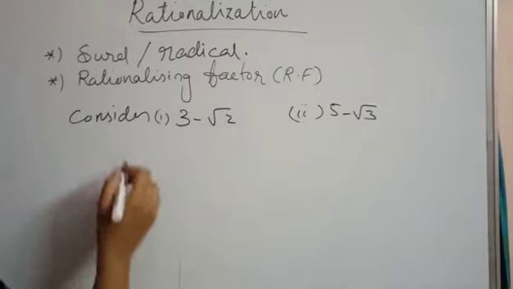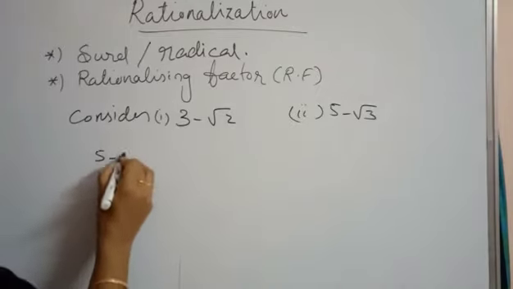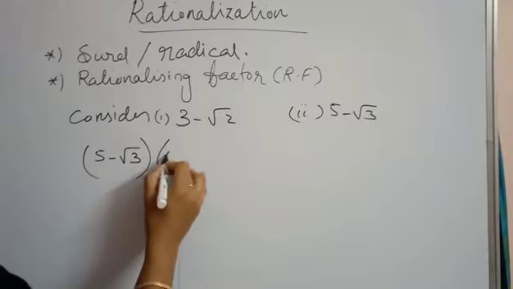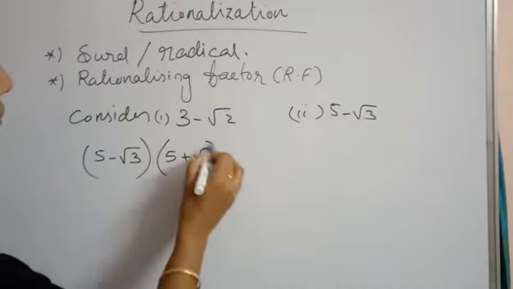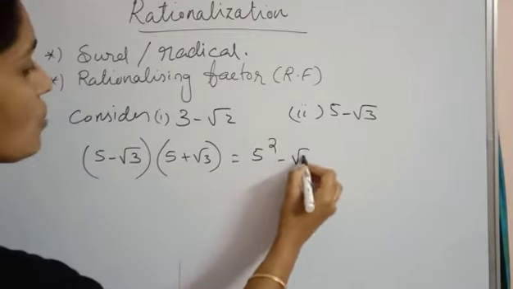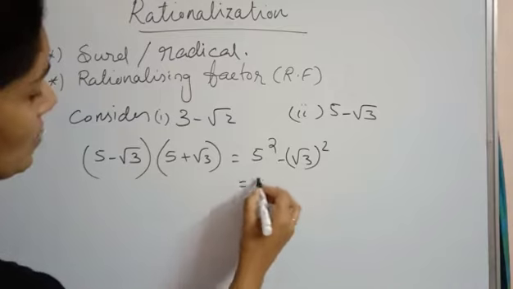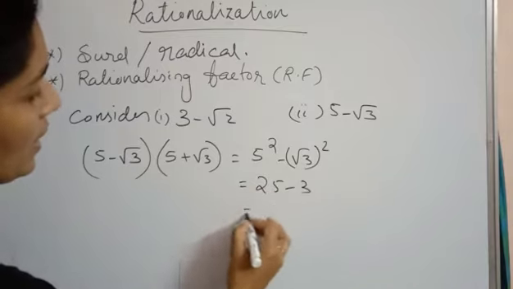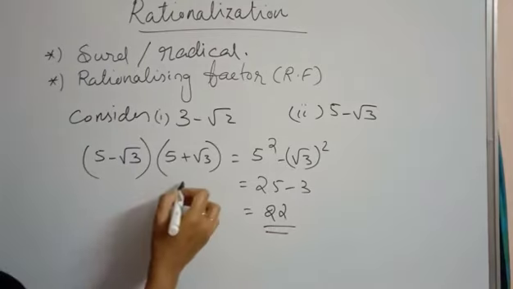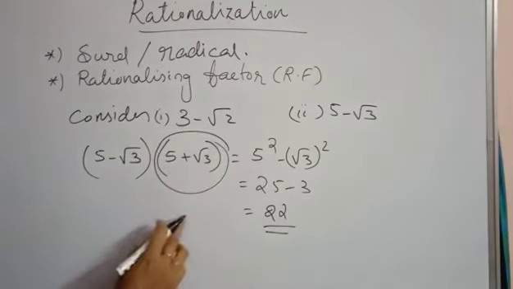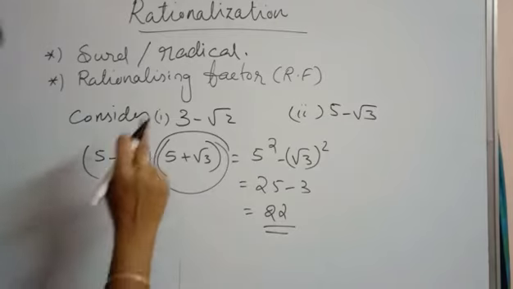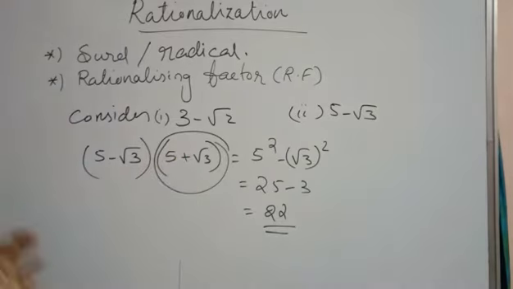Now, consider 5 minus root 3. If you multiply this 5 minus root 3 with 5 plus root 3, we'll get the product as 5 square minus (root 3) the whole square, that is 25 minus 3, that is equal to 22. Again a rational number. Therefore 5 plus root 3 is the rationalizing factor of 5 minus root 3, and 5 minus root 3 is the rationalizing factor of 5 plus root 3.